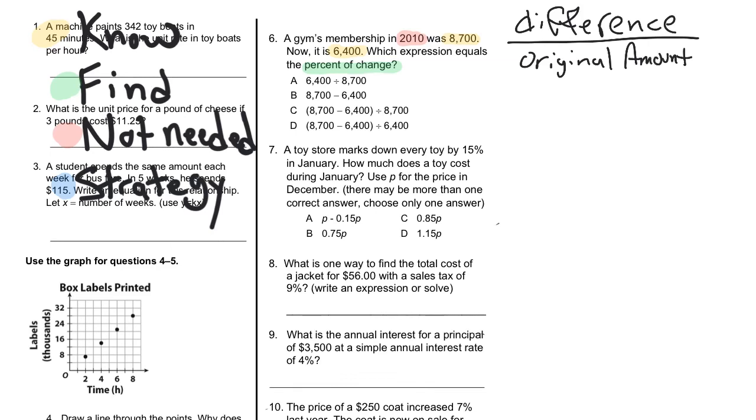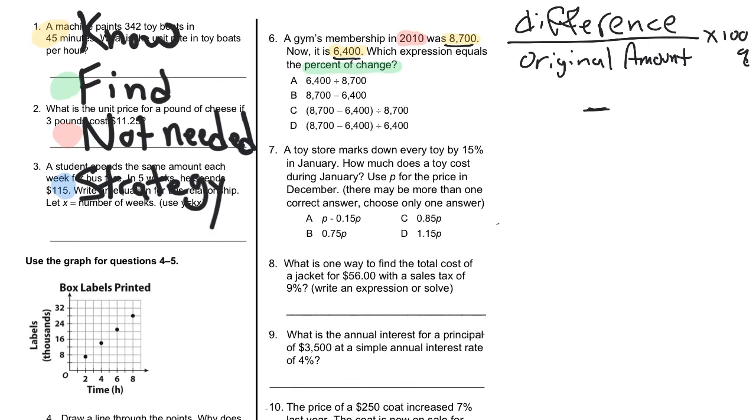And then in order to make it a percent, I need to multiply that by 100 and then put a little percentage sign on the end. So, difference divided by original amount. So difference is 8,700 to 6,400. So how would I find the difference? That's subtraction, right?